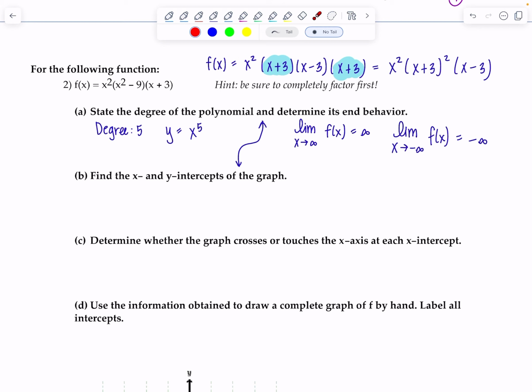Okay, next we're going to find the x and y intercepts of the graph. So the good thing is that it's totally factored for us. So you can just go through and set each of the factors equal to 0.